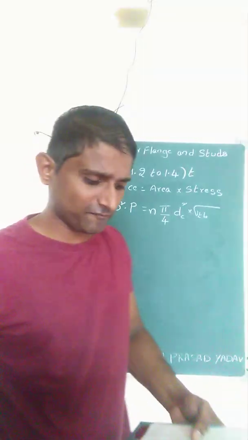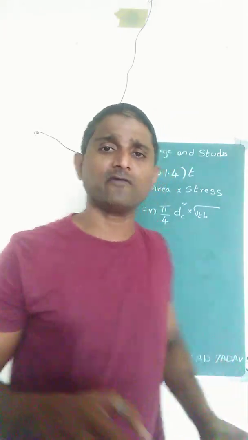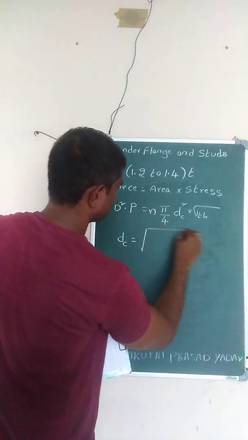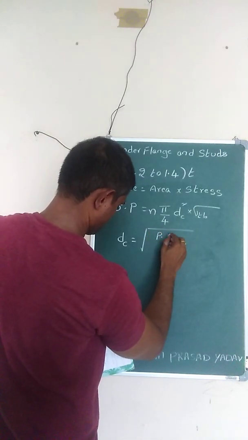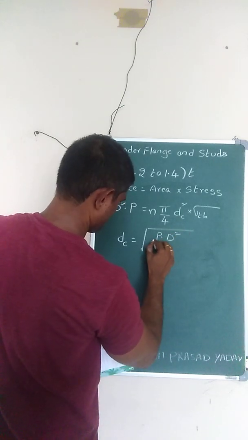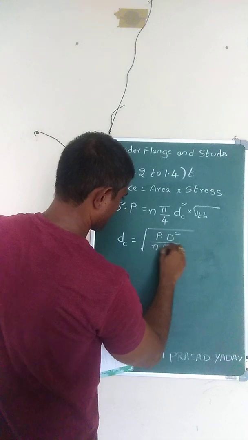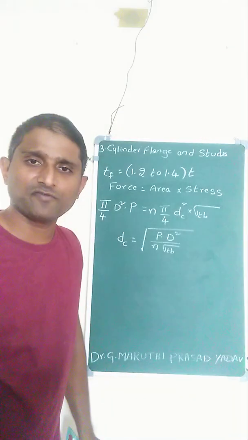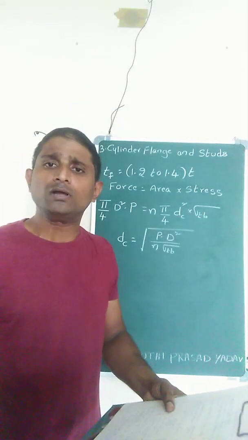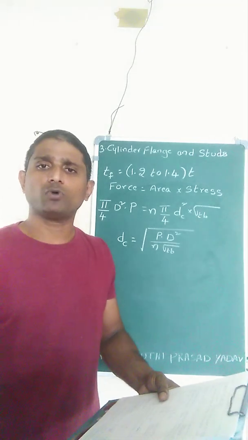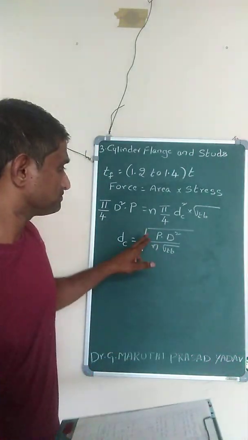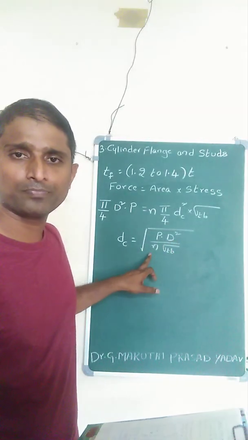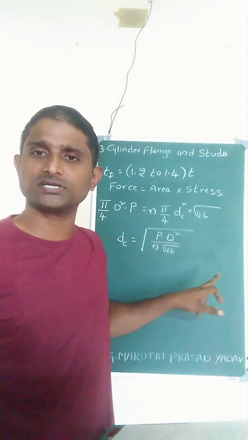So from this you will get the relation to find the diameter of bolt. That is, D suffix C equals square root of P into capital D square divided by small n into sigma suffix Tb, where P is the maximum pressure developed in the cylinder, D is nothing but the cylinder bore, n is the number of bolts, and sigma Tb is the allowable tensile stress of bolt material.